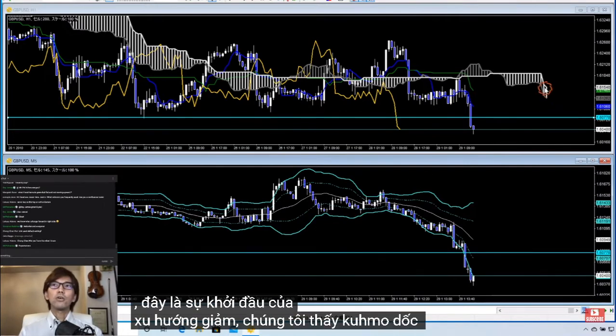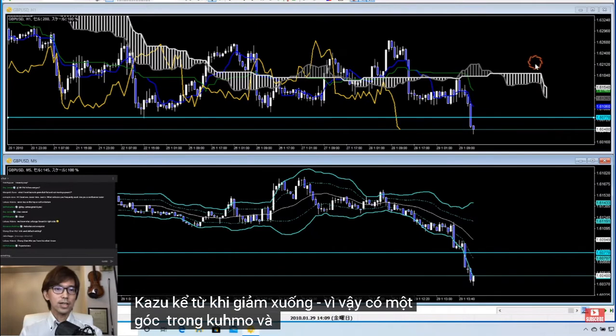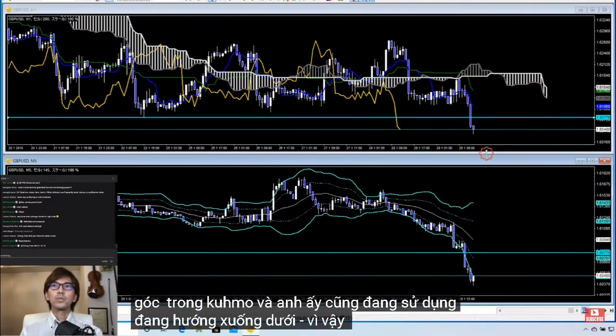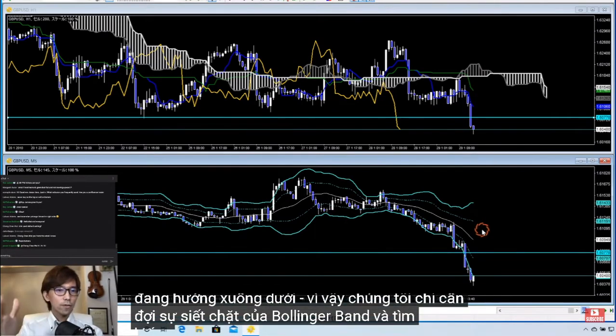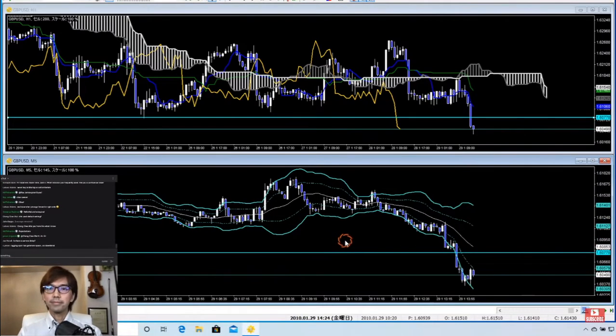We see Kumo sloping down and Kijun Sen sloping down too. So there is an angle in the Kumo, and also Kijun Sen is pointing downwards too. So we just wait for the Bollinger Band squeeze and look for the sell chance, okay? So let me keep running it a little bit more.